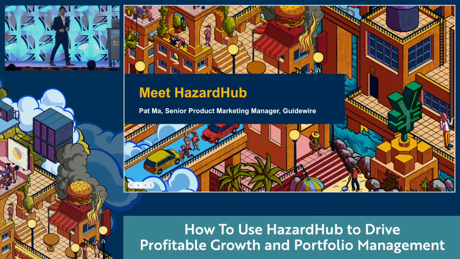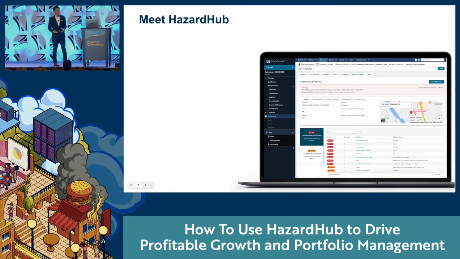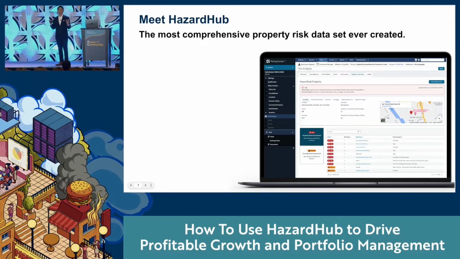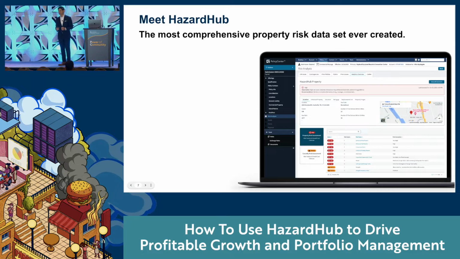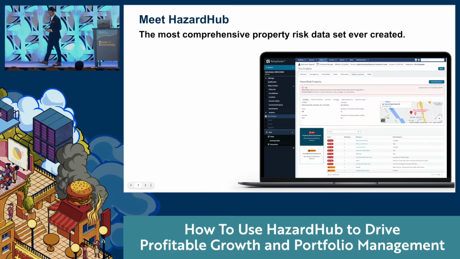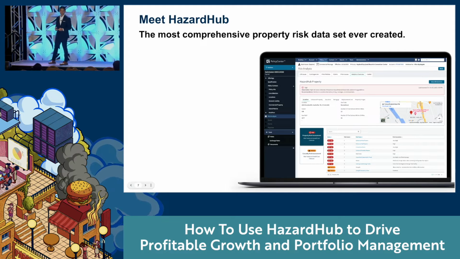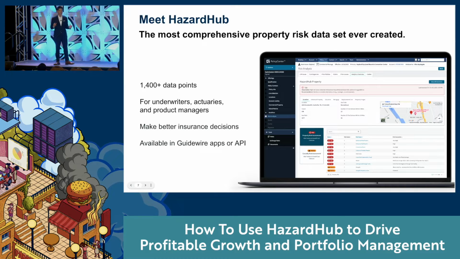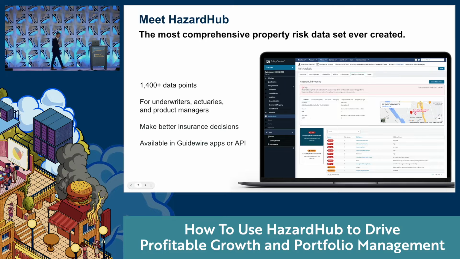Let's meet HazardHub. What is HazardHub? HazardHub is simply the most comprehensive property risk data set ever created. And this isn't just Guidewire saying this. Our customers also categorize our product in such fashion as well. There's over 1,400 data points in this product covering all major perils and hazards. This product is targeted at underwriters, actuaries, and product managers because the data in this product helps them make better insurance decisions. You can access this data via Guidewire apps or through our API.